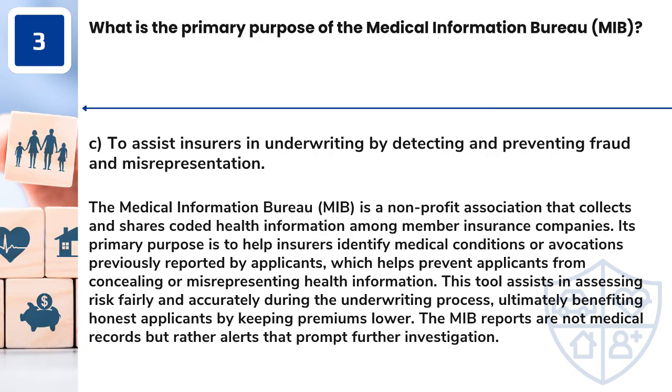Answer: C. To assist insurers in underwriting by detecting and preventing fraud and misrepresentation. The Medical Information Bureau, MIB, is a non-profit association that collects and shares coded health information among member insurance companies. Its primary purpose is to help insurers identify medical conditions or avocations previously reported by applicants, which helps prevent applicants from concealing or misrepresenting health information.